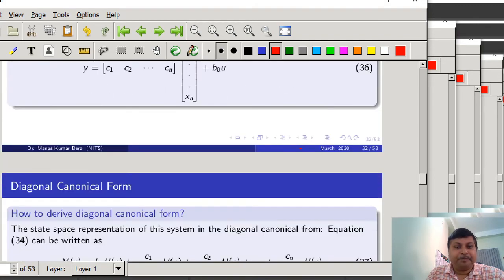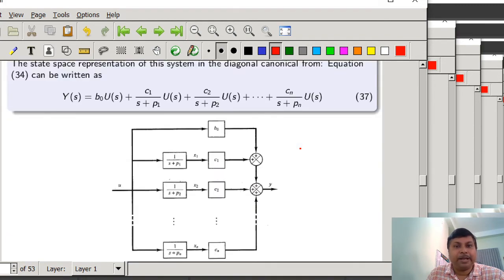So let us start by drawing the block diagram of the output equation, that is Y(s) equals b0 U(s) plus c1 by s plus p1 into U(s) plus cn by s plus pn into U(s). The first term we have implemented: we start with the input u, then u is multiplied by b0 and added with what factor?